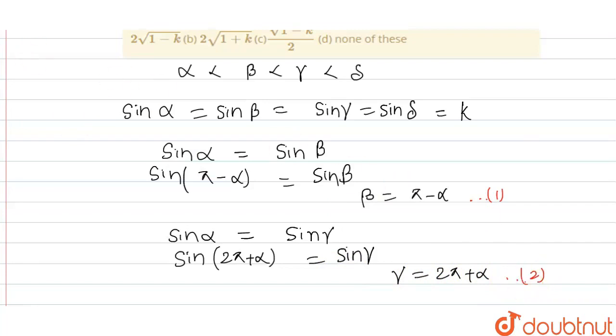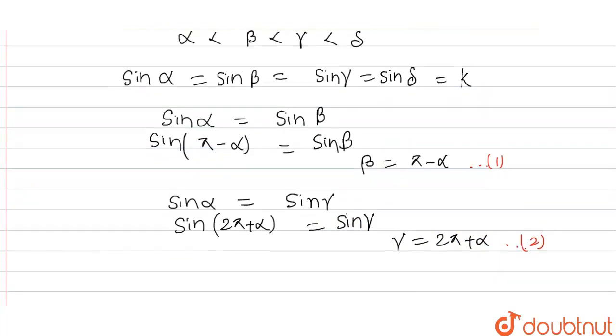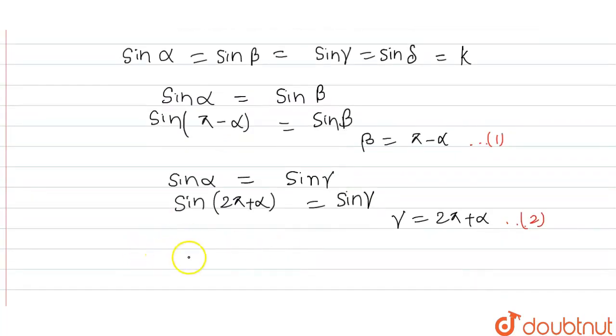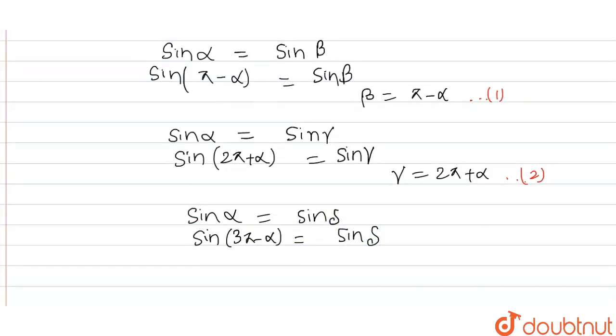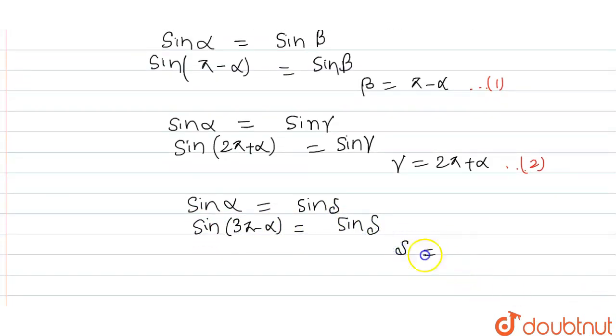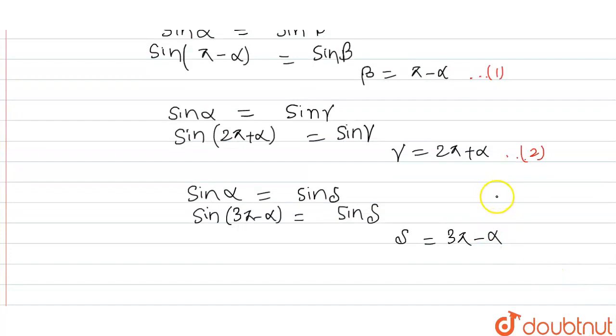Similarly, if we want the value of delta, then we can write sin alpha is equal to sin delta, and here sin alpha can be written as sin of 3 pi minus alpha, second quadrant, again sign positive. So we can say delta is equal to 3 pi minus alpha, which will be greater than this one. Alright, now mark it as equation 3.